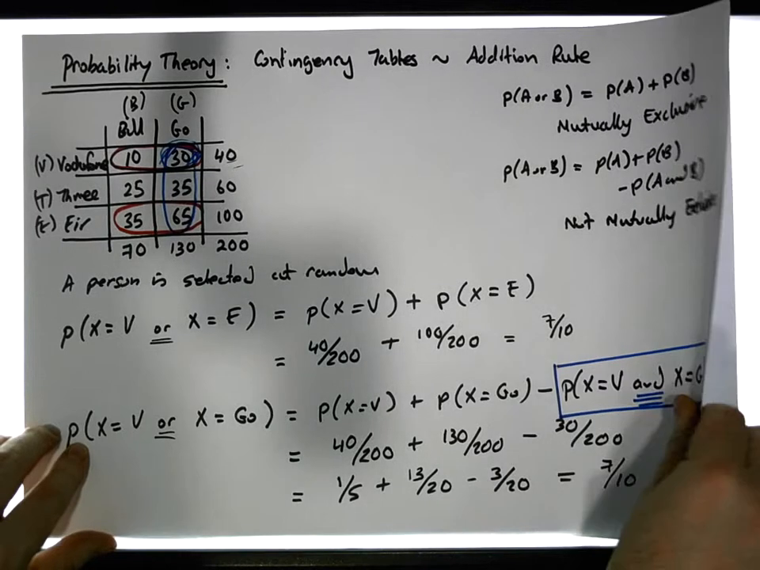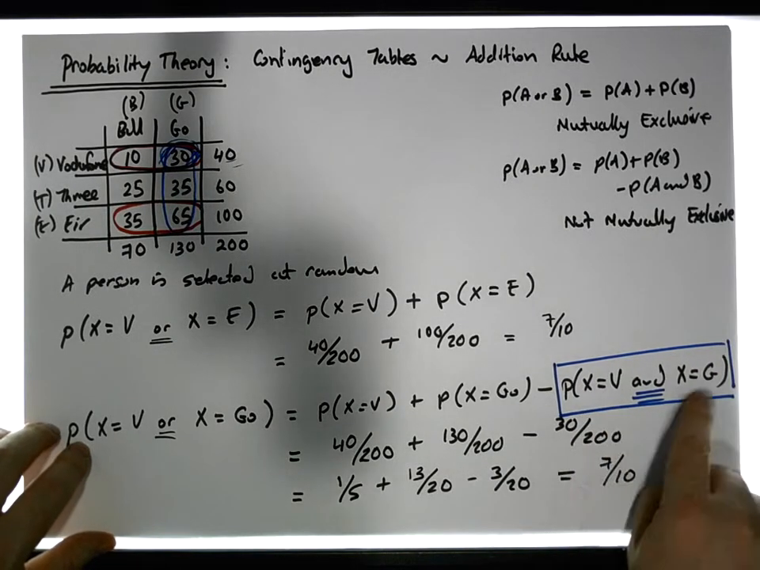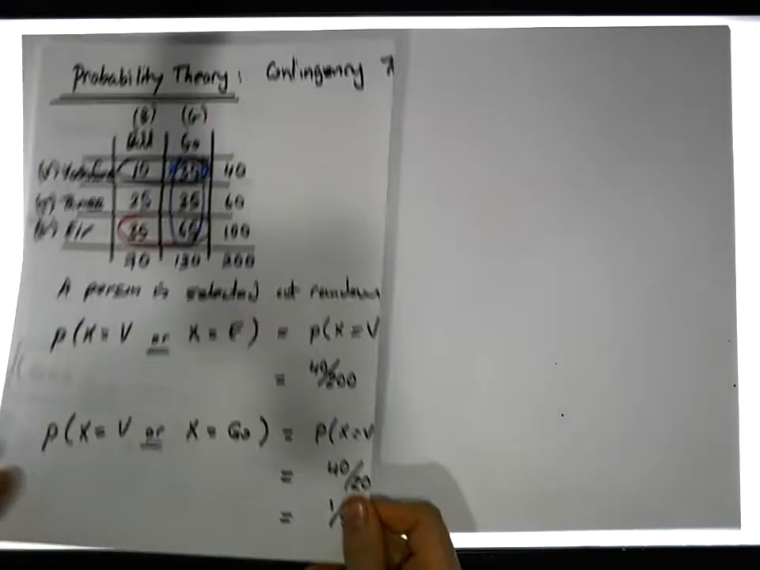So we want to calculate that probability and see, do we get 30 over 200, which we know by just looking up the contingency table. So what we need to do is the multiplication rule. I'll just write this down here. I'll keep our table here.